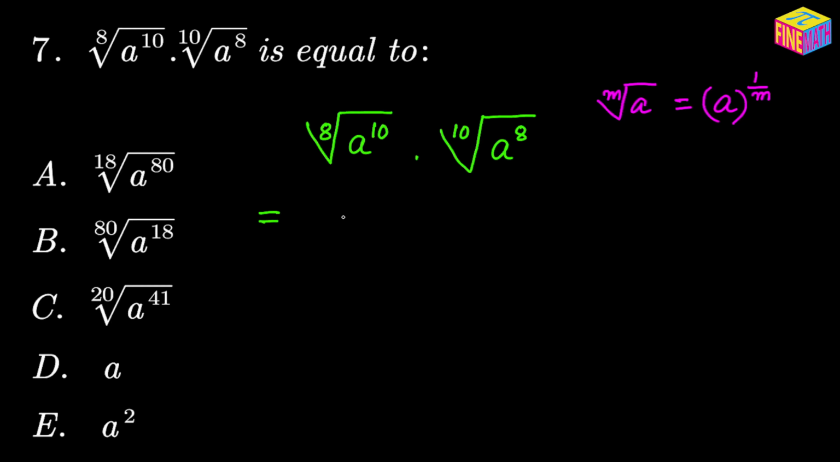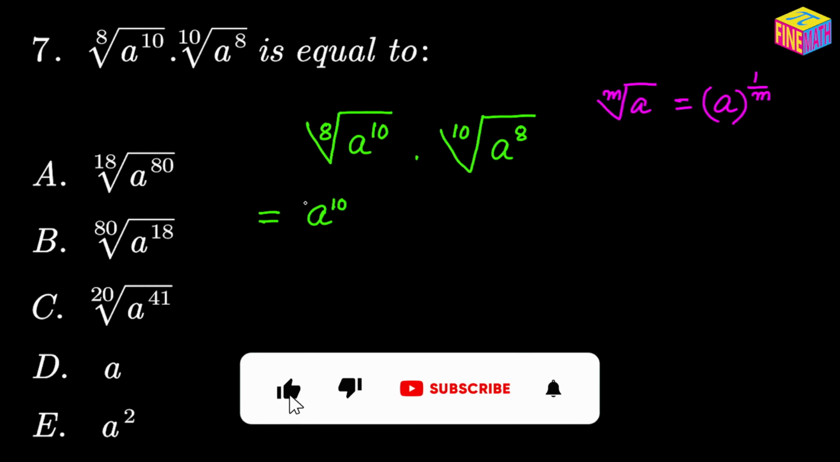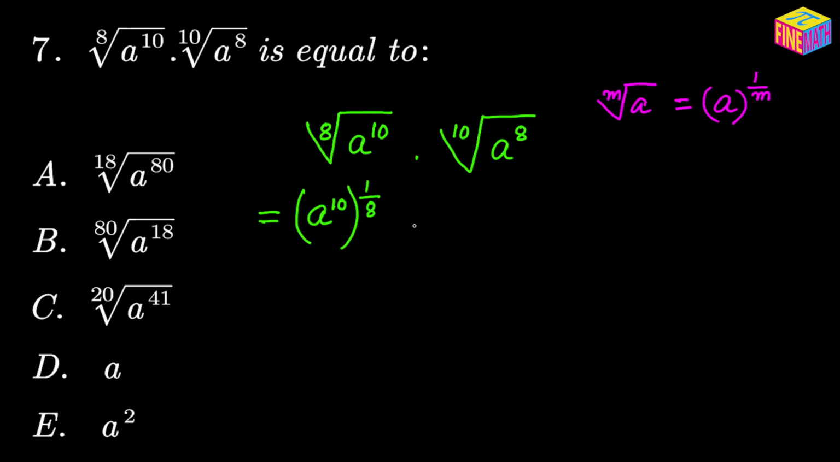So our number in the first term is a to the power 10, but then we have an 8th root there. So for the 8th root, I'm going to use an exponent like this. And similarly, for the second term, our number is a to the power 8, and we have a 10th root, and for the 10th root, I'm going to write it like this. Now, let's try to remove the parentheses. So now we are in a form like this.